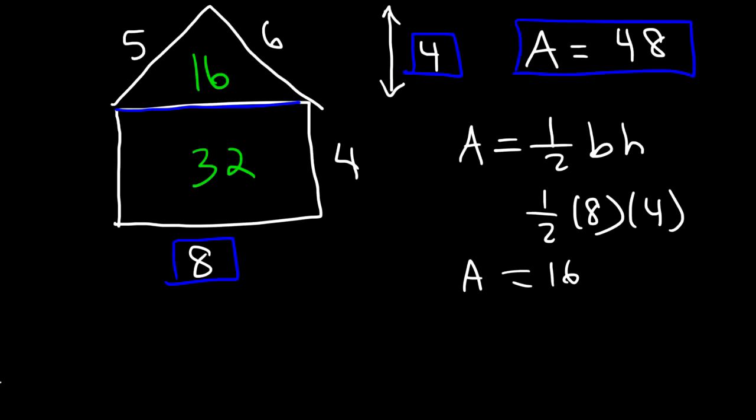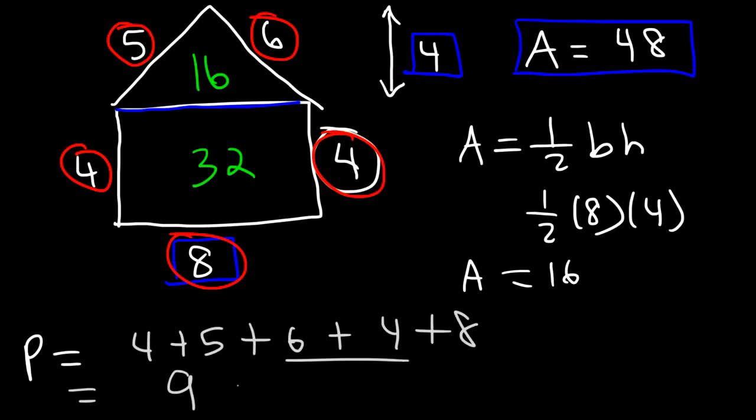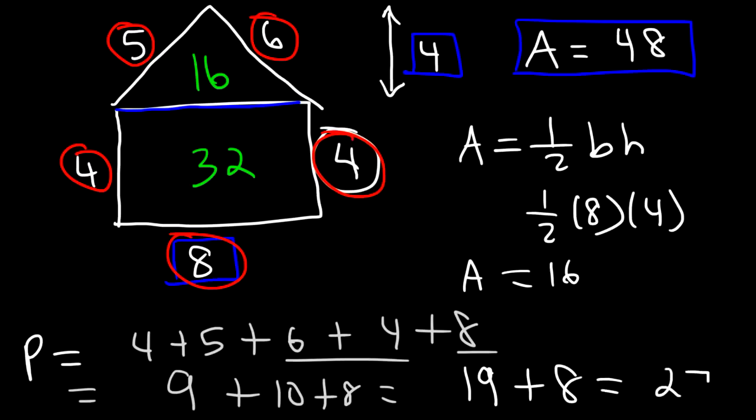Now the last thing we need to do is calculate the perimeter. If this side is 4, this side must be 4. So therefore, we need to add up all 5 sides. So it's going to be 4 plus 5 plus 6 plus 4 plus 8. 4 plus 5 is 9. 6 plus 4 is 10. 9 plus 10, that's 19. And so 19 plus 8 is 27. So therefore, it's 27 units long. So that's the perimeter of the figure.